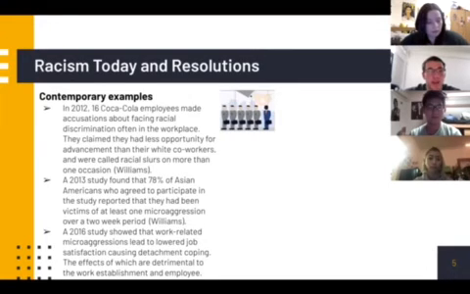A 2016 study showed that work-related microaggressions led to lowered job satisfaction, causing detachment coping, the effects of which are detrimental to the work establishment and employee. So for this study in particular, there were 75 African-American educators who worked in higher education and secondary education, and they were asked to fill out 2 questionnaires. One asked how often they experienced microaggressions, and one had them rate their job satisfaction and their ways of coping. And in this case, those who had faced more instances of microaggressions had lower job satisfaction, performance, and advancement.